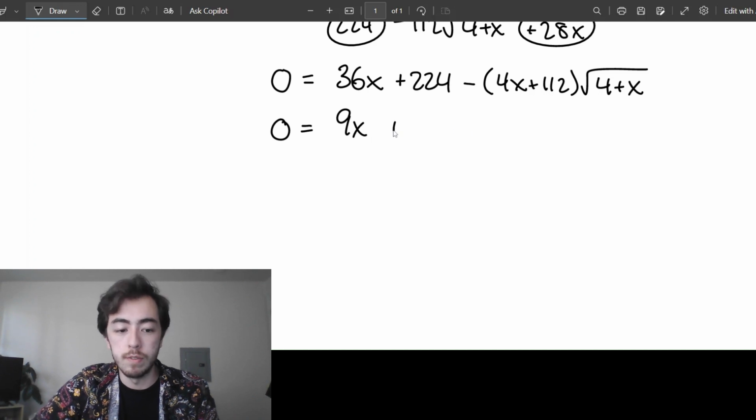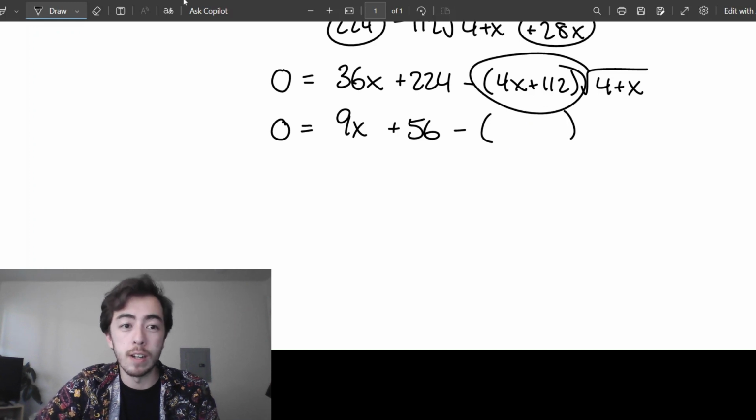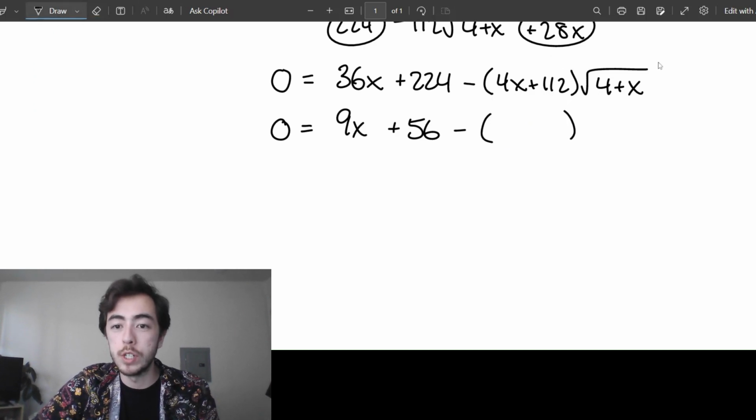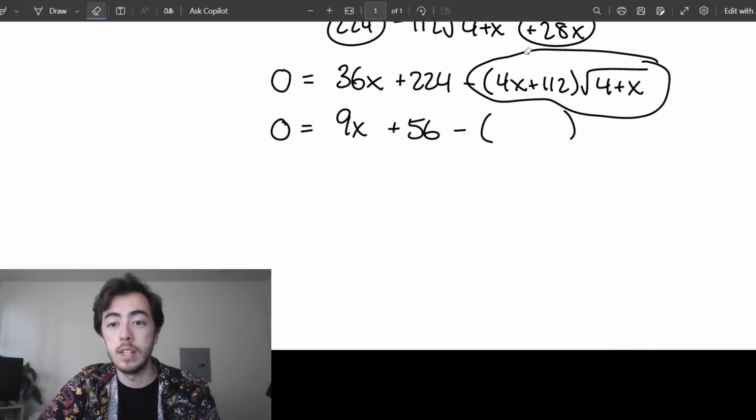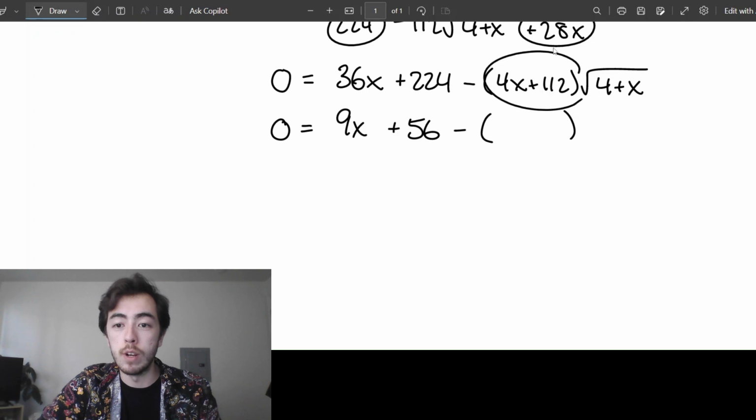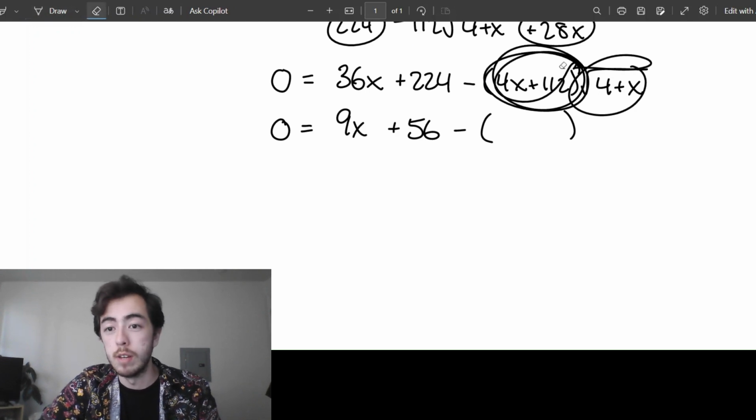224 divided by 4 is 56. I could divide by 4 in here. And so this whole chunk right here is all one term because it's just like one thing being subtracted. And so I'm going to divide the 4 in here, and I don't need to touch this one.